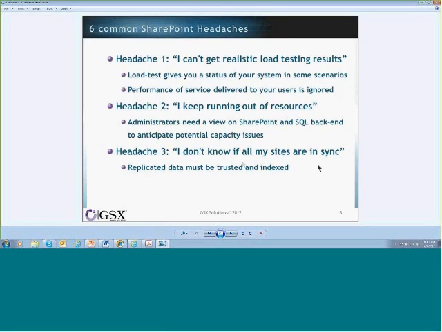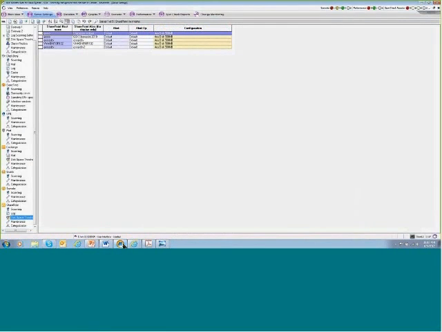Okay, headache 3. I don't know if all my sites are in sync. We've talked about this, that there's a lot of data in SharePoint. That's the intent, that we can collect all of our data in a way that others can collaborate and utilize that data extensively within our enterprise, and it's not just in one particular silo. That obviously has storage implications, but it also has search and indexing implications. If I can't get to the data, it really doesn't matter a heck of a lot if I have it somewhere, if I can't find it when I need it. So we're going to talk about the concept of indexing and data access.